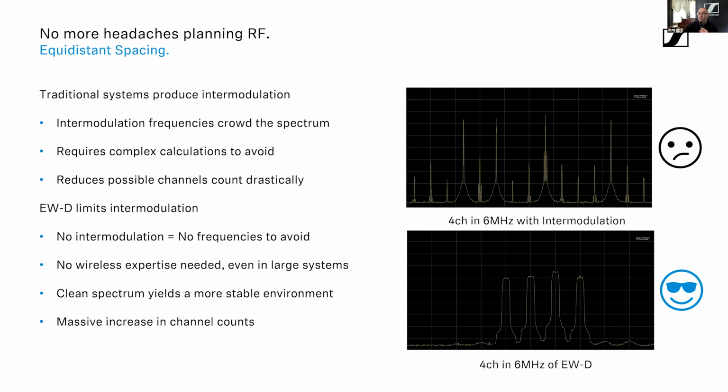This makes the environment a lot more clean, a lot more stable. It makes the systems more rock solid, and it also increases the channels that you can get drastically. And we'll talk about how many channels you can get with Evolution Wireless Digital here in just a minute. So why don't we jump back over to the spectrum analyzer and take a look at some Evolution Wireless Digital channels as opposed to the intermod channels that we just saw a moment ago.